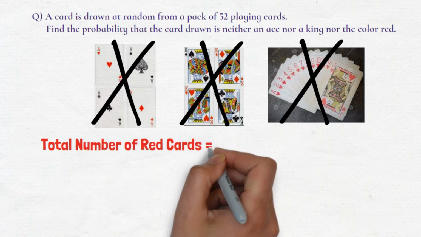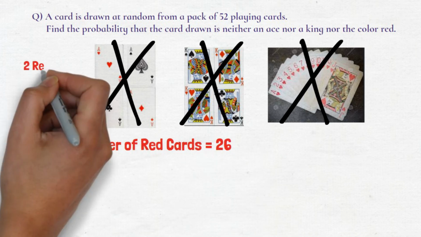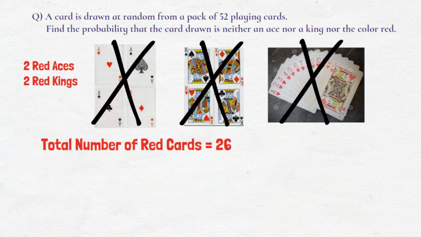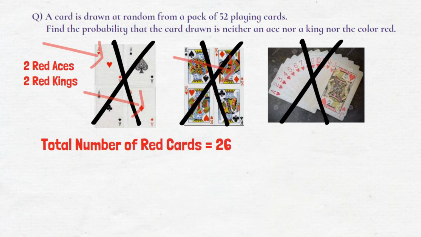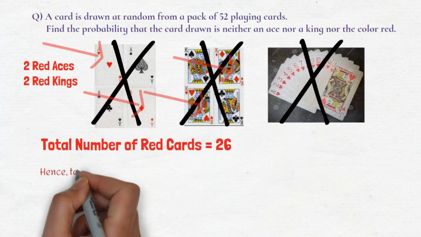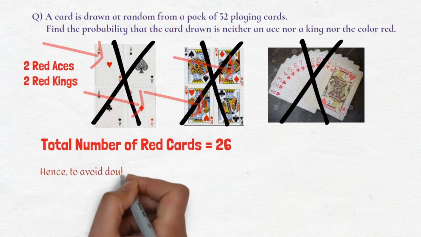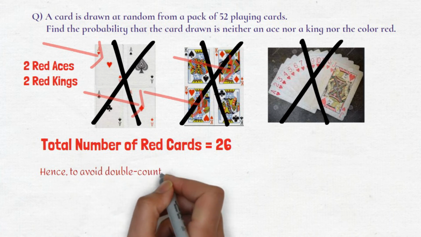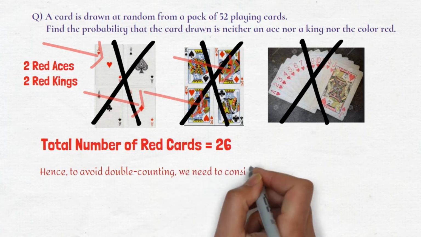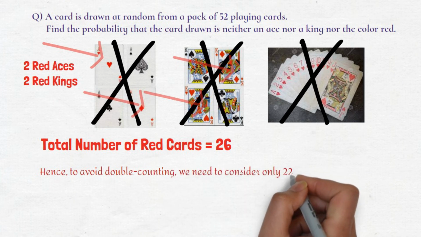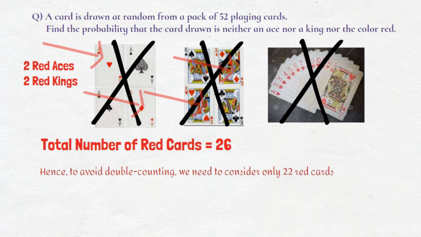But when it comes to red cards, just to avoid double counting, out of the 26 red cards, there are 2 red aces and 2 red kings, which are already considered when we talked about 4 aces and the 4 kings. So, if we have to effectively find out the net red cards that we also need to eliminate, then it's going to be 22. That is 26 minus the 2 red aces and the 2 red kings.